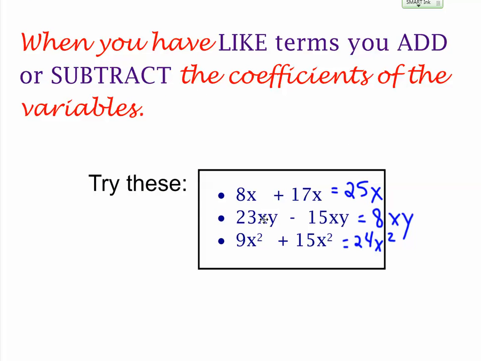And then the reason why you want to know like terms is so you can combine them. So I can add these and I have 25x's. I can subtract these and I have 8xy's. I can add these and I have 24x squareds.